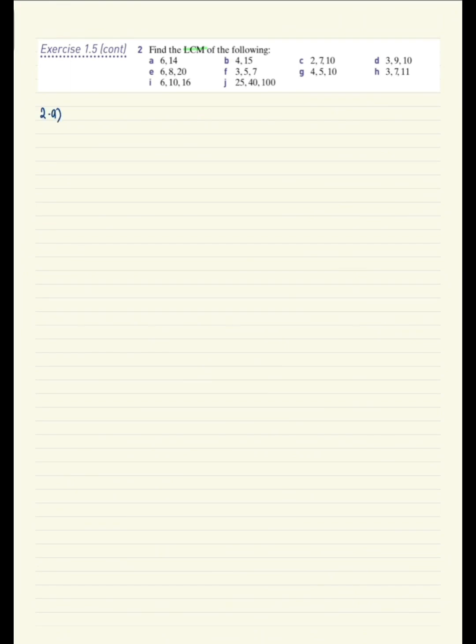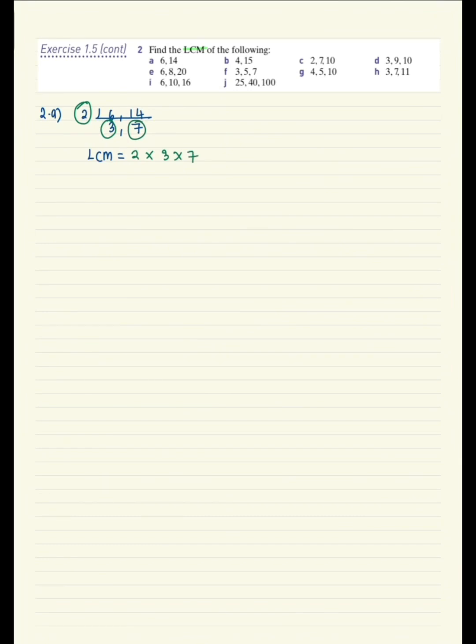Another method you can use to solve this is the common division method. 6 and 14, they are both even numbers. Therefore, they can be divided by 2. 6 divided by 2 is 3. 14 divided by 2 is 7. 3 and 7 do not have a common number that they are divisible by. Therefore, the lowest common multiple of 6 and 14 is 2 multiplied by 3 multiplied by 7.